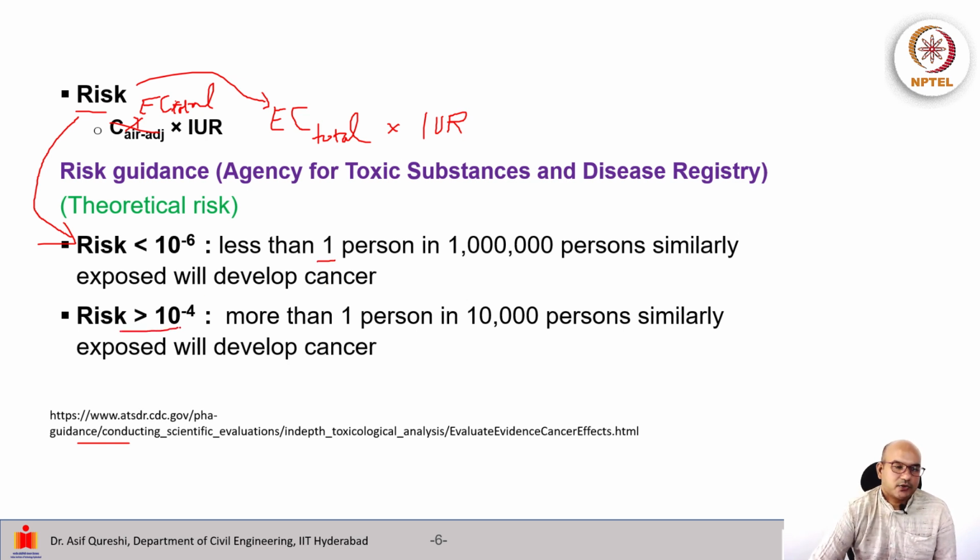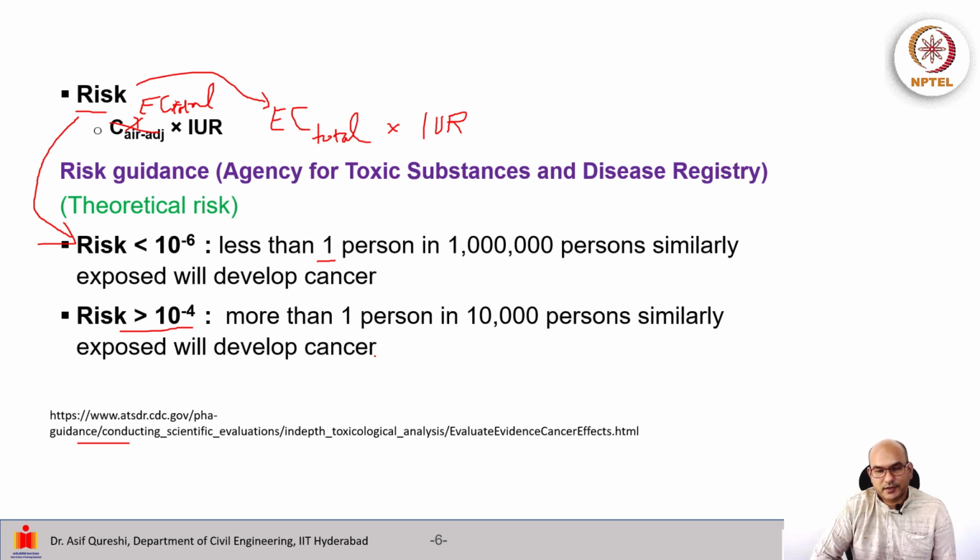A risk greater than 10 to the power minus 4 means more than 1 person in 10,000 persons similarly exposed will develop cancer, which means if we had 10,000 people in polluted air and the risk is 10 to the power minus 4, more than 1 person will develop cancer. If the risk is 1, that would mean everyone who is exposed to that air over the lifetime will develop cancer.